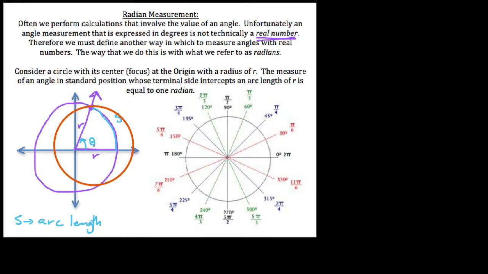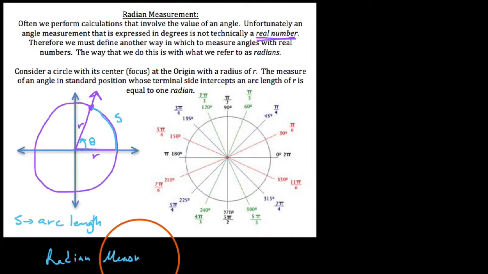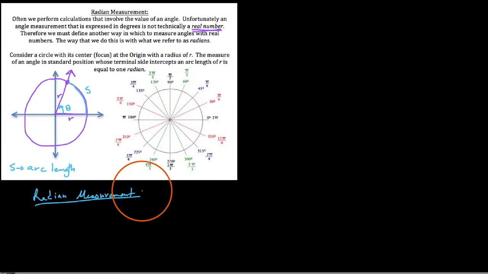So if we wanted to find a real number way to define the angle here, we're going to use what we call radians. We say radian measurement. And essentially, when it comes to radian measurement, we're going to ask this question: how big is your angle? But we're going to define it as an answer that says this: your angle is so big that this sounds like a joke, doesn't it? That this radius fits into the arc length this many times.